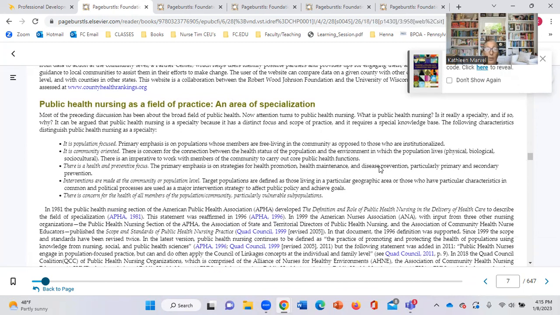Okay, we know that public health nursing is a specialty area, just like critical care nursing, just like OB nursing, like pediatric nursing. We have public health nursing. We know public health nursing is population focused. The emphasis is on members who are living in the community, or those who may be institutionalized in the community. We know that it's primarily community oriented. So we're working with the members of the community to carry out the core public health functions that we talked about above.